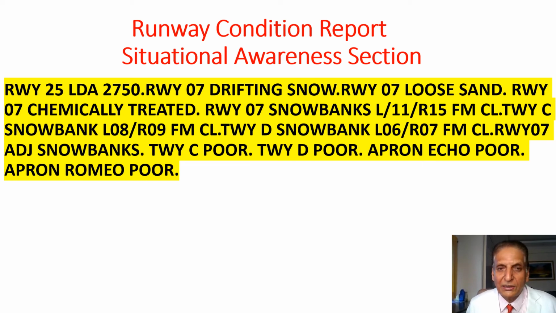Runway 07, snow banks. Now, on the left, there are 11 meters. The snow banks are at 11 meters on the left side, and on the right side, 15 meters. FM is from CL, the center line. Taxiway Charlie snowbank. Once again, on the left side, snowbanks are at 0.8 meters away. On the right, 0.9 meters from center line. Taxiway Delta snowbank, left 0.6 meters, right 0.7 meters. FM is from CL, the center line. Runway 07 adjacent snowbanks. Taxiway Charlie poor. Taxiway Delta poor. Apron Echo poor. Apron Romeo poor. So this is how you generate a runway condition report.